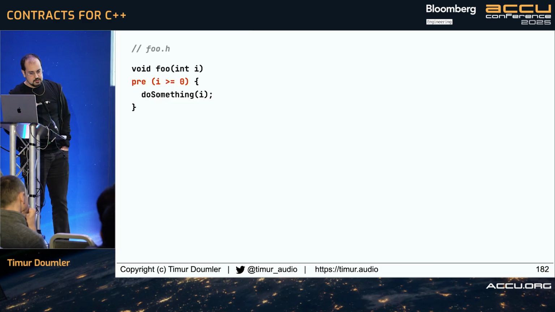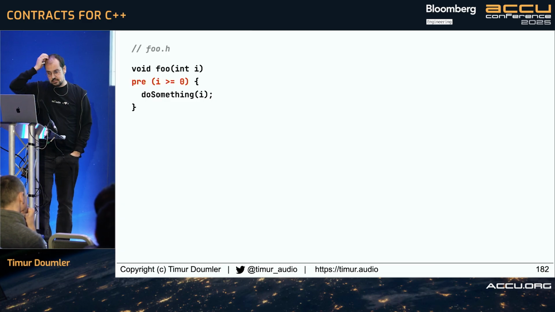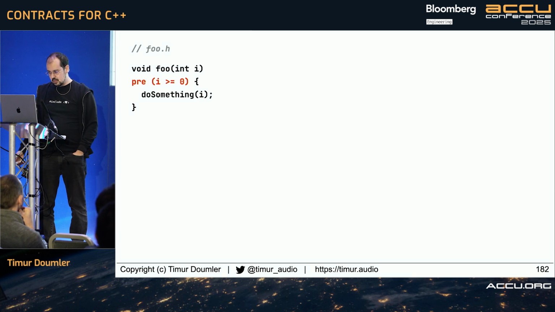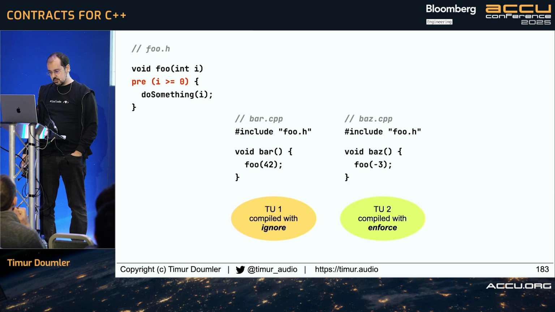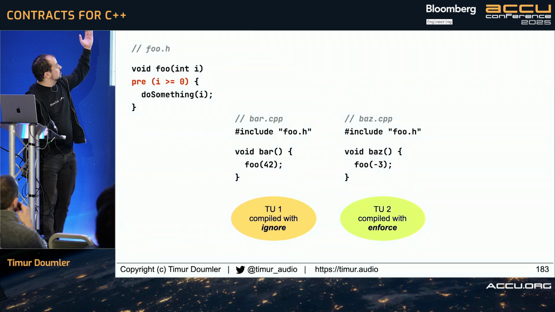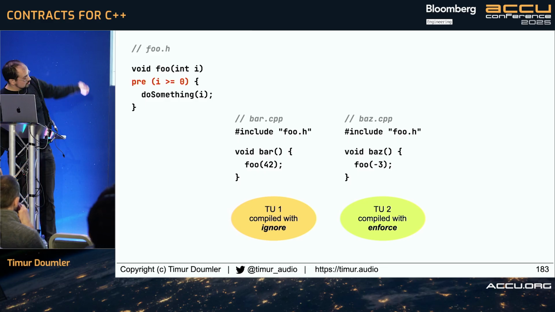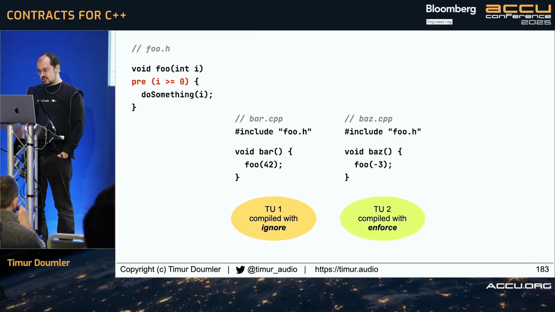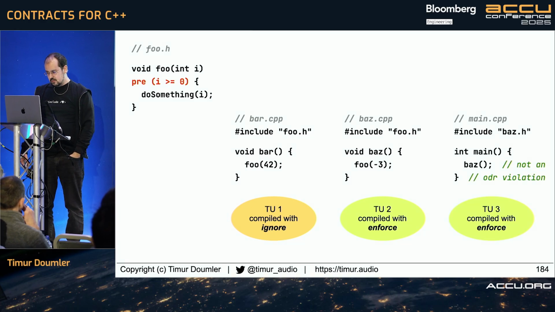We fixed it with contract assertions. That's not an ODR violation, not a macro. So you can compile this with ignore and the other one with enforce, and it's still the same definition, right? It's token by token, the same definition, which is how the standard defines ODR. So it's not an ODR violation if you do this.